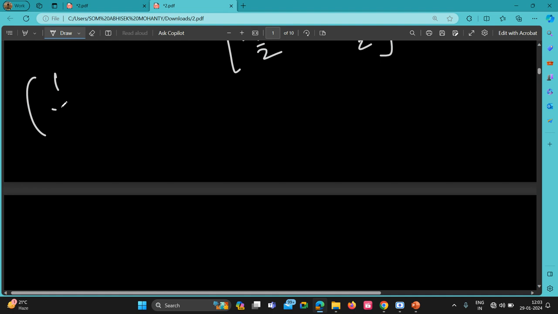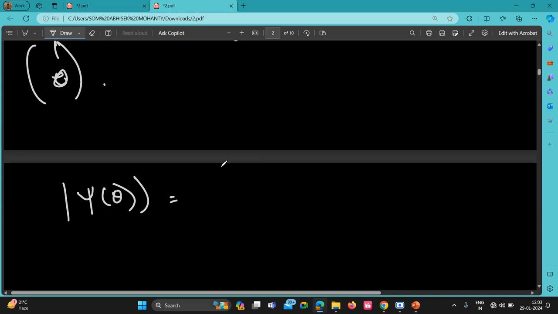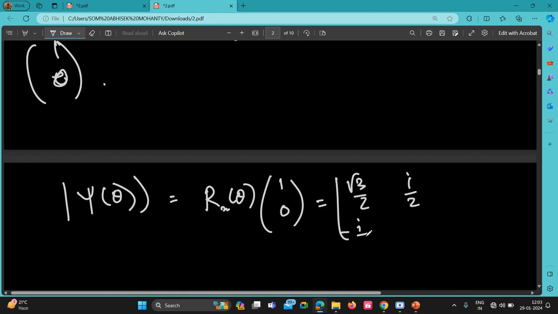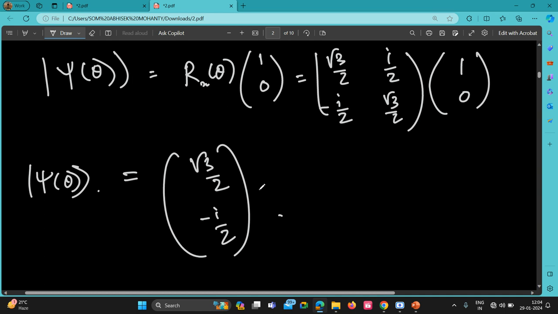Right. So what will I do? I will write the wave function for it. For example, Rx theta acting on 1, 0. So root 3 by 2, i by 2, minus i by 2, root 3 by 2, and this is your 1, 0. Okay, so this will give me root 3 by 2 and minus i by 2. I can write this as root 3 by 2 times 1, 0, minus i by 2 times 0, 1.